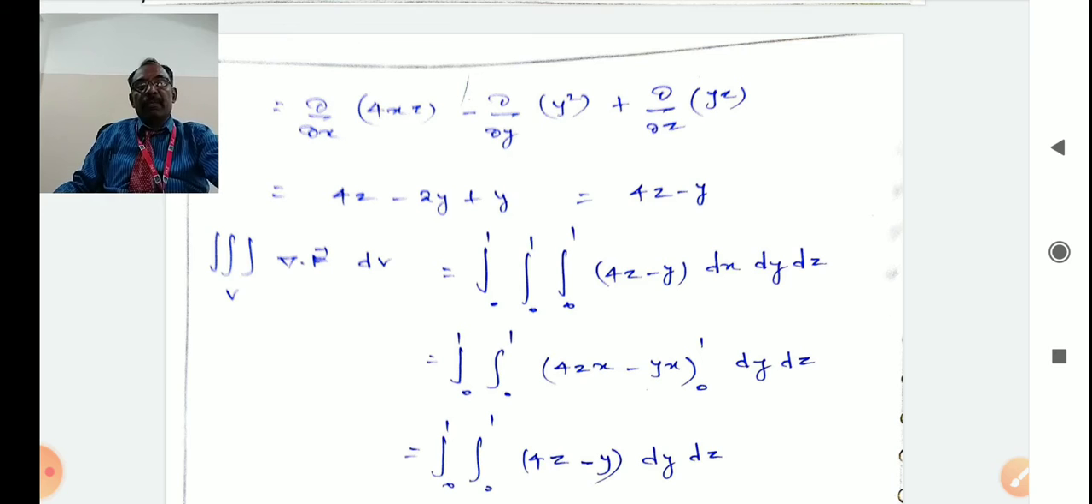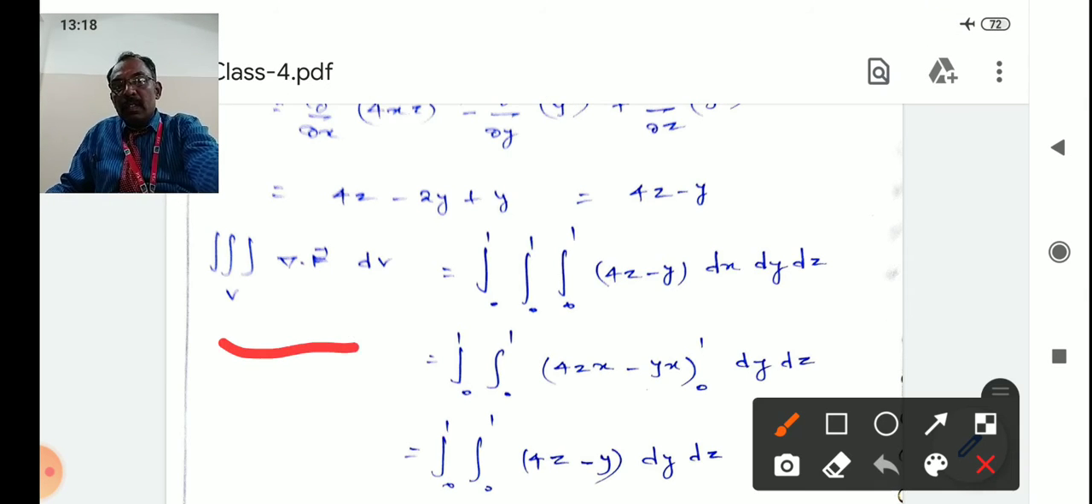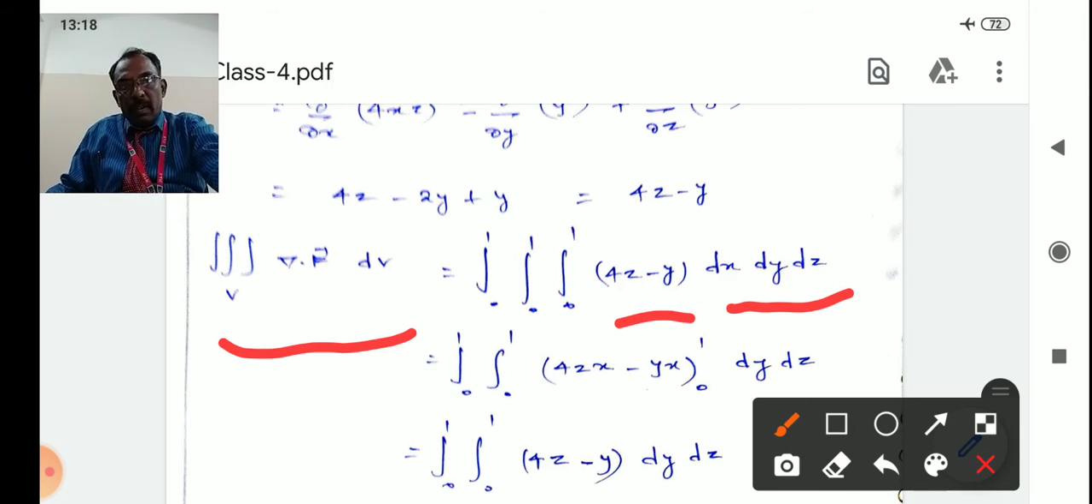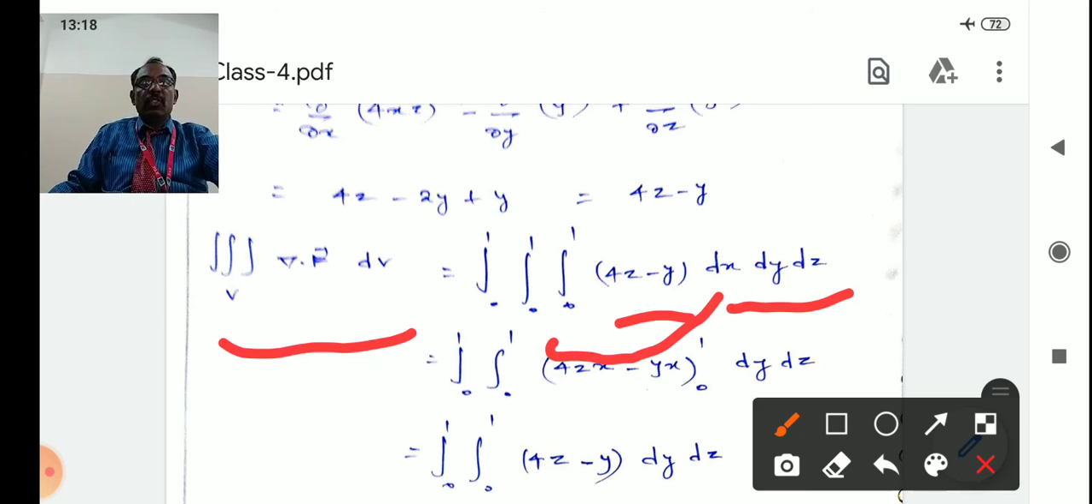This is del dot f vector. Now our RHS formula is triple integral over V del dot f vector dV. Here del dot f vector means 4z minus y. dV can be written as dx dy dz. So first we have to take the x-axis region. X-axis limit is 0 to 1. Y-axis is also 0 to 1. Z-axis is also 0 to 1 for this problem.